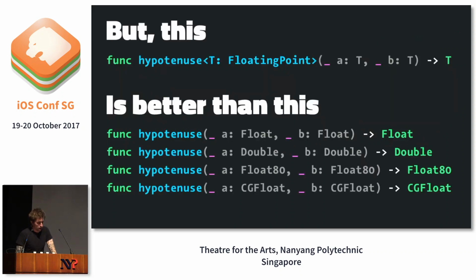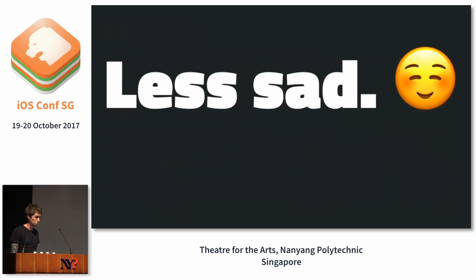However, writing a function like this, it's generic over T, constrained by the FloatingPoint protocol. It's still way better than writing four of this function for every specific type. So it's a little bit better.